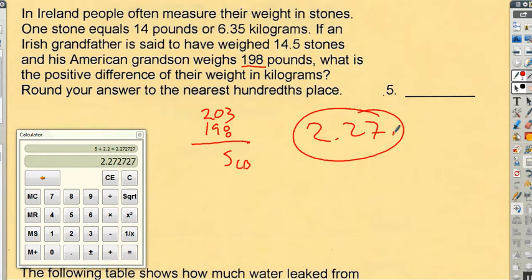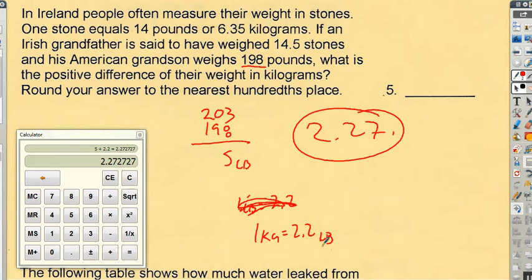Now, background knowledge. You are expected to know that 1 pound equals... I'll start over again. I had it backwards. 1 kilogram is equal to 2.2 pounds. So a kilogram is heavier than a pound. Now, the other student did this.